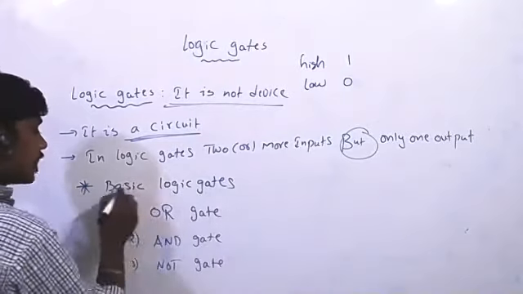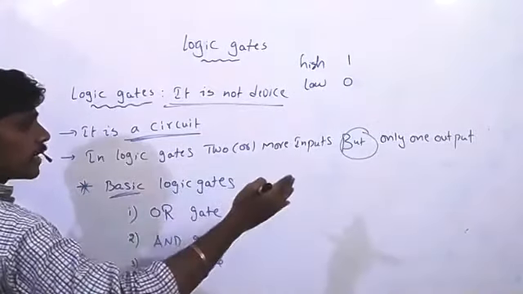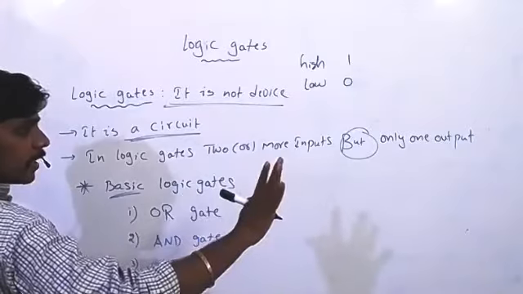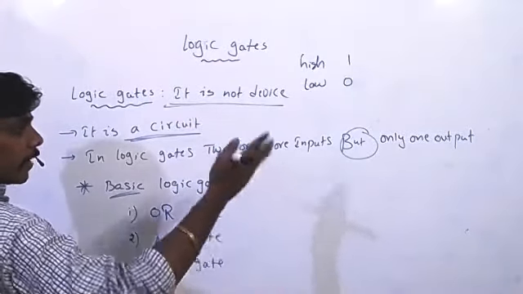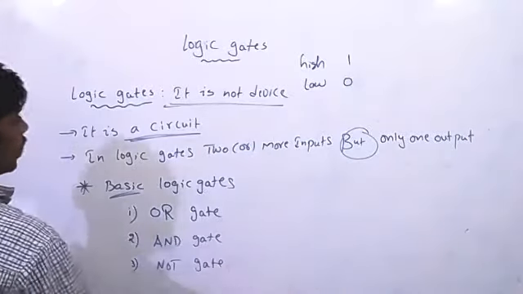These are the basic things. After these, two more gates are there, total 5 gates. Whatever the examination is, you can find it easily if you understand this topic clearly. Okay, look at this.